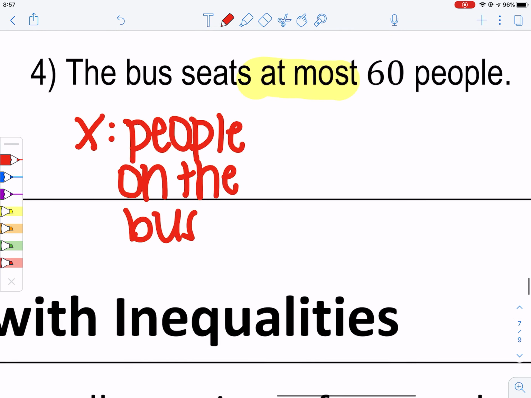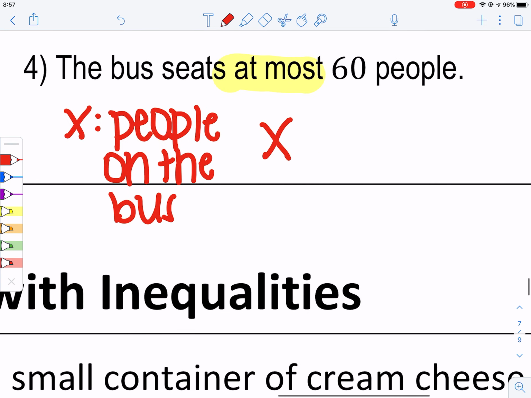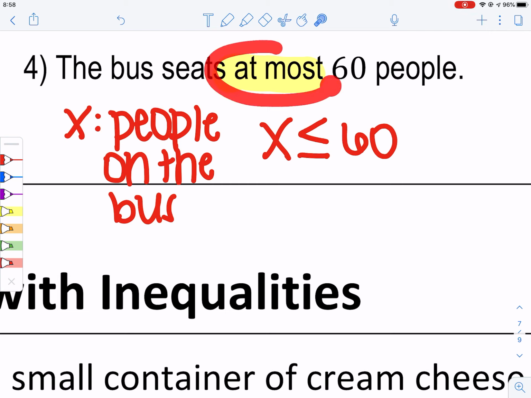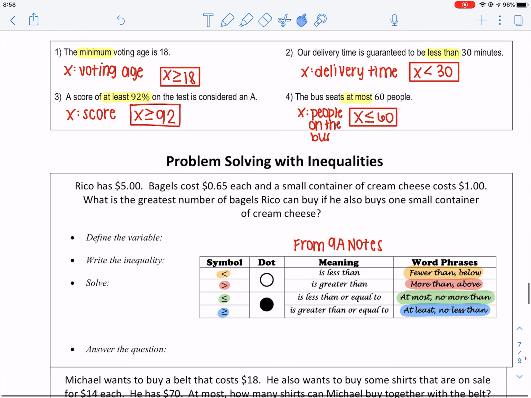We're going to start with X. And if they can seat at most 60 people, so 60 people is the most people that could fit on the bus. Could less than 60 people fit on the bus? Yeah. Could equal to 60 people fit on the bus? Yes. Could more than 60 people fit on the bus? Well, if the bus seats at most 60 people, then you cannot fit more than 60 people on the bus. So I just need X is less than or equal to 60. This chart right here also has at most being less than or equal to, so we know we're good there.